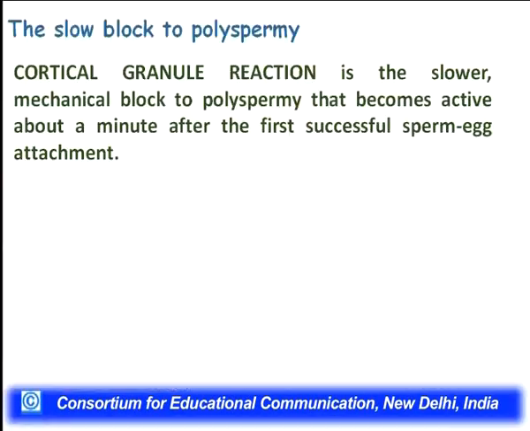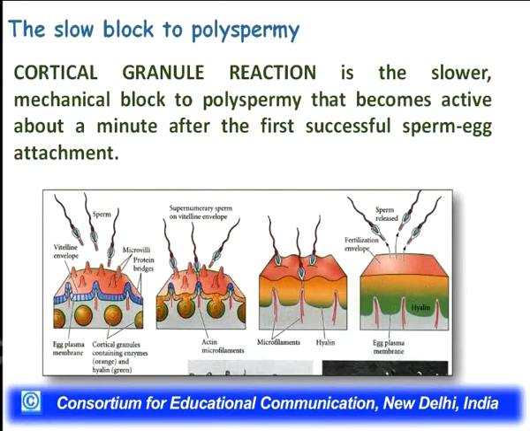The slow block to polyspermy is termed the cortical granule reaction. This is the slower mechanical block to polyspermy that becomes active about a minute after the first successful sperm-egg attachment. What happens in the cortical granule reaction, as we have seen in the case of sea urchin, is that as soon as the sperm binds to these microvilli, the cortical granules lying inside the membrane of the egg fuse with the egg plasma membrane and release their contents into the perivitelline space.